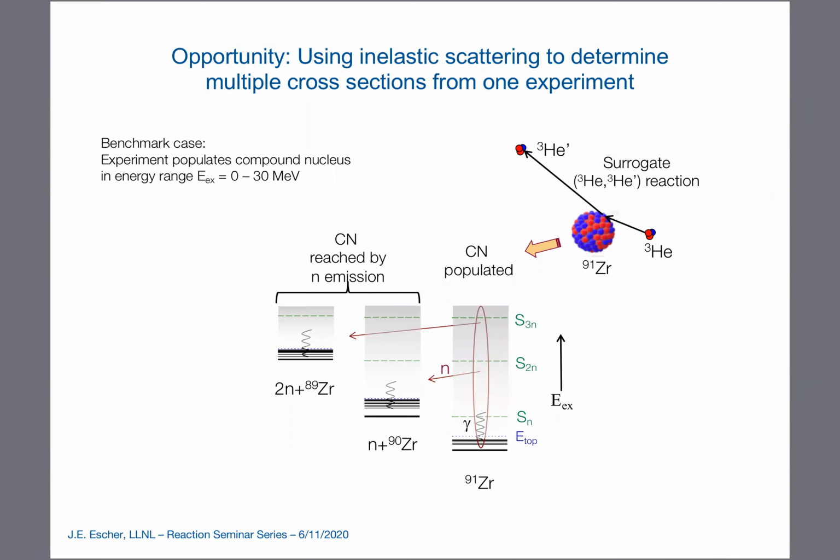We've had an experiment where Nick Schelzer and collaborators used helium-3 inelastic scattering to excite zirconium-91 up to 30 MeV. And he observed helium-3 in coincidence with gamma rays in zirconium-91, zirconium-90, as well as zirconium-89. The first nucleus will give us a constraint on N-gamma, the second one on N prime, and the third one on N-to-N. So that's work that's underway.